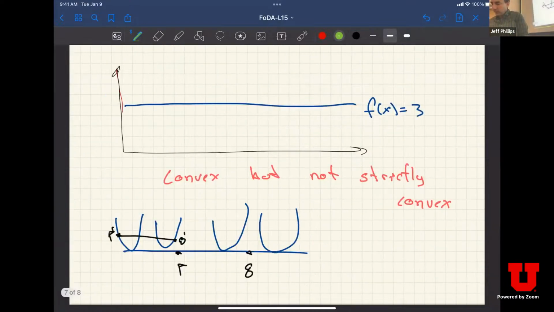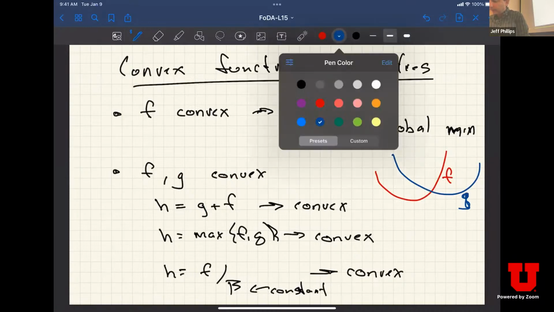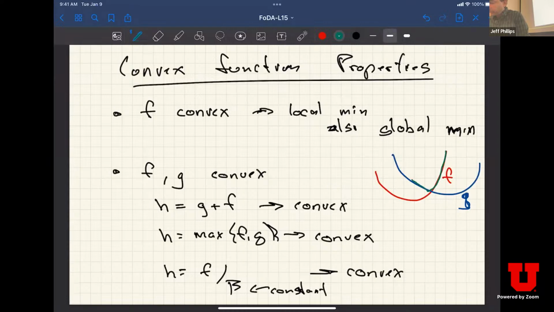Let's do an example here. Let's say this is F, and this is G. And so now this is going to be H. So if I take in a value alpha, I'm going to evaluate F, I'm going to evaluate G, I'm going to return the maximum of the two, and that's what H is doing. Okay, that makes sense. Thank you.